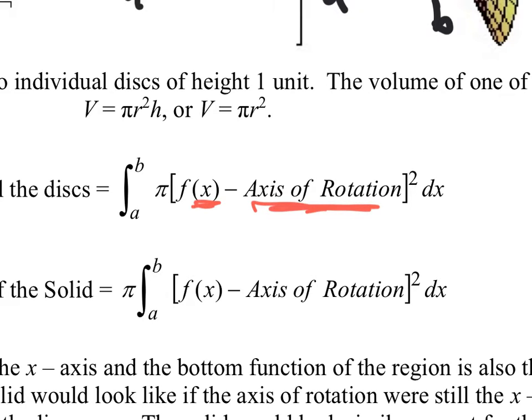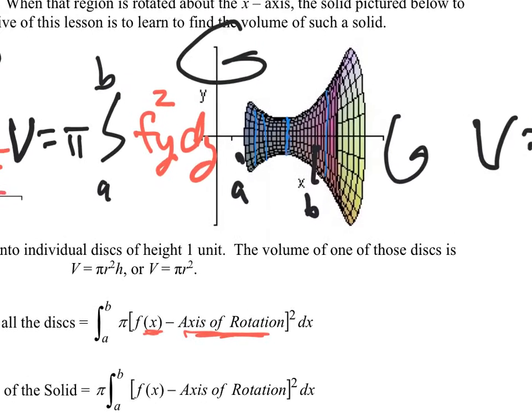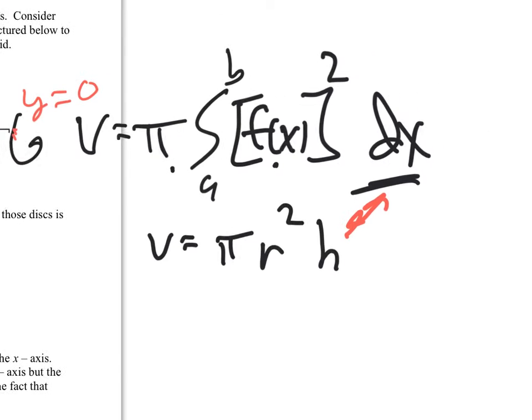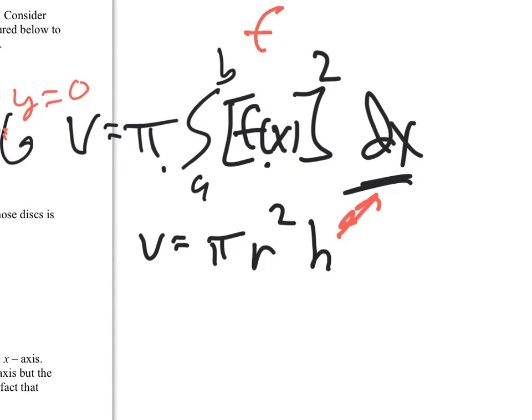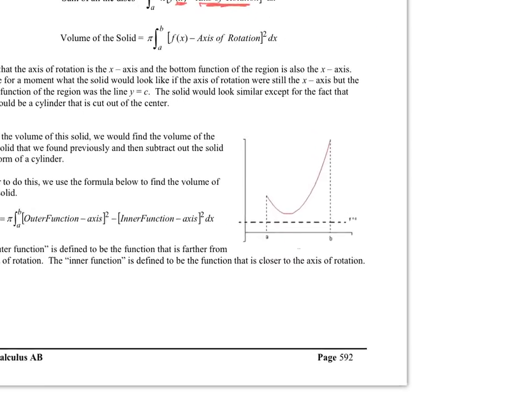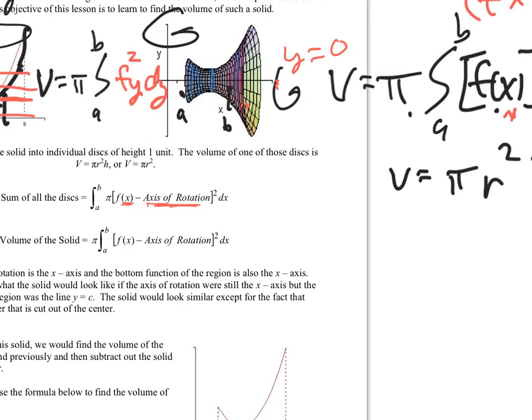Now, he gave us another formula down here where he said take f of x minus your axis of rotation. Well, my axis of rotation was y equals 0. So if I had done f of x minus 0 squared, wouldn't it have been the same problem? Yes. But what happens is your axis could move. If your axis moves but nothing else changes, don't forget to subtract your axis of rotation from your function.